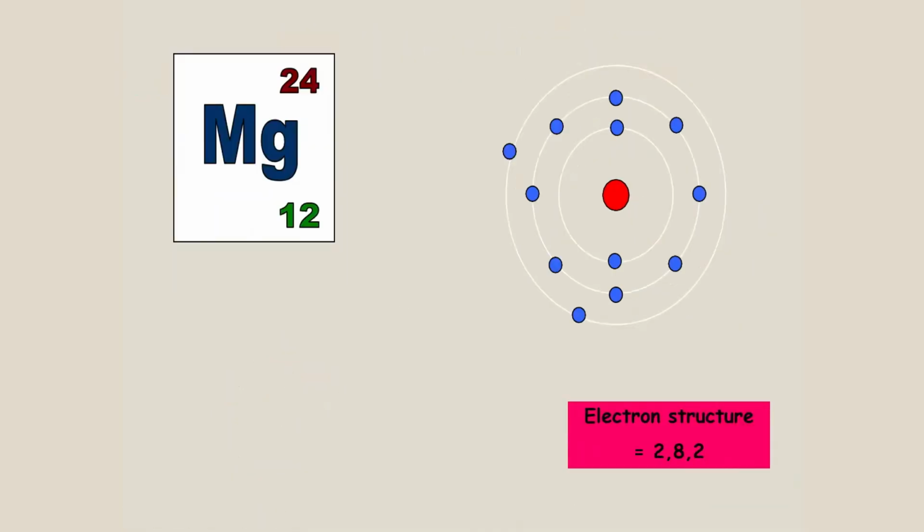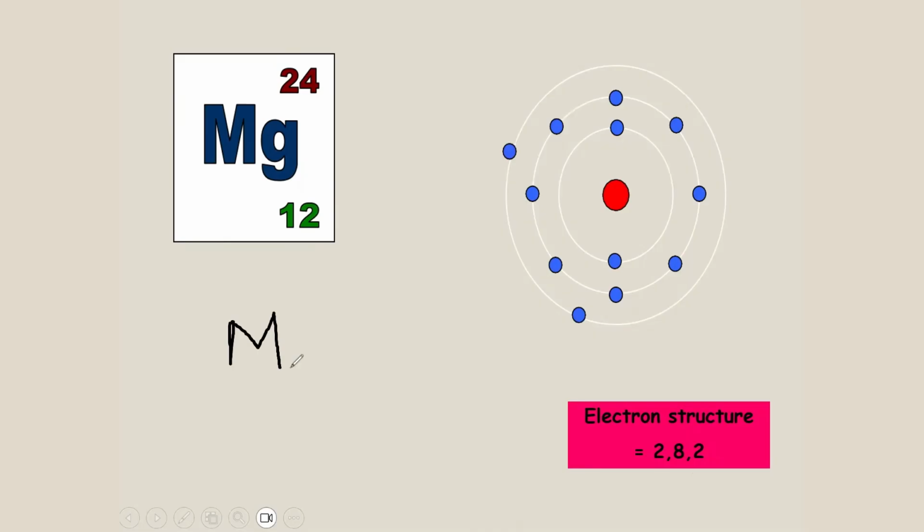Magnesium. Let's pause the video and try to draw the Lewis dot structure of magnesium. Now, magnesium has 12 electrons. The atomic number is 12, which is the number of protons, which equals the number of electrons. So the electron configuration will be 2, 8, 2. The valence electrons are 2.